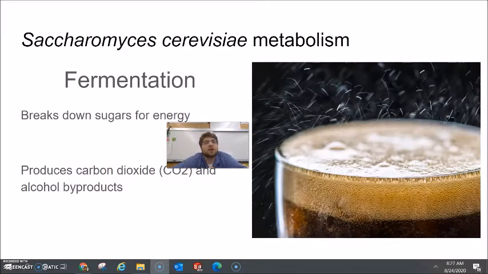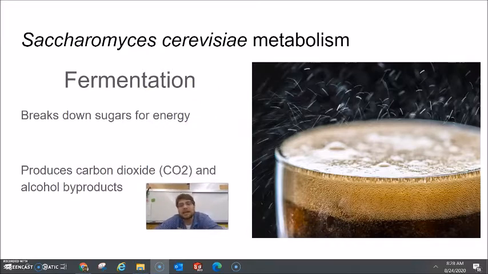So yeast cells break down carbohydrates and sugars, like the molasses I showed you earlier. And they use that for energy. So they do a process called fermentation to break down sugars into energy. But the byproduct, that's what we like. That byproduct of breaking down sugar through fermentation makes carbon dioxide and alcohol.